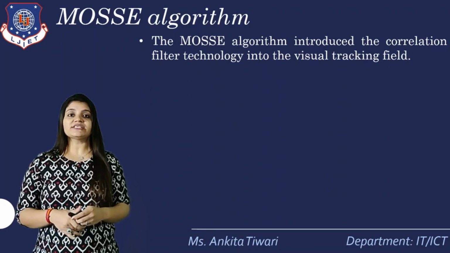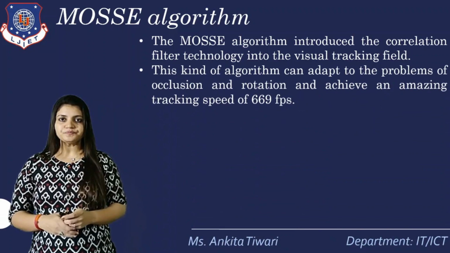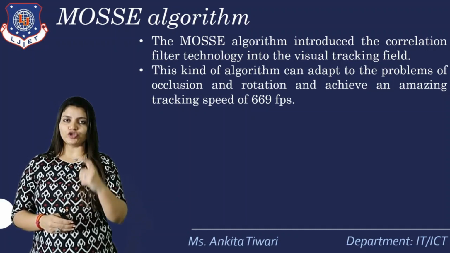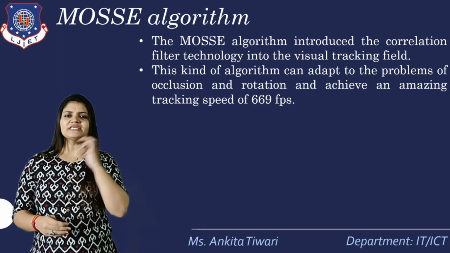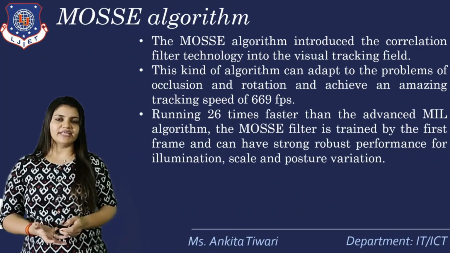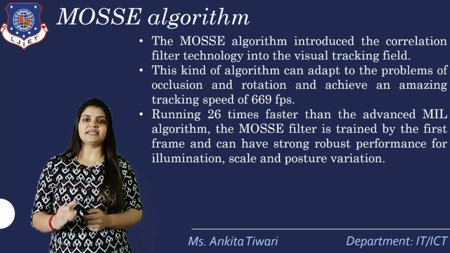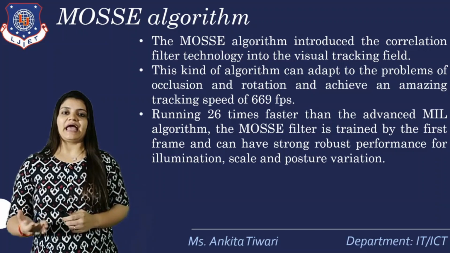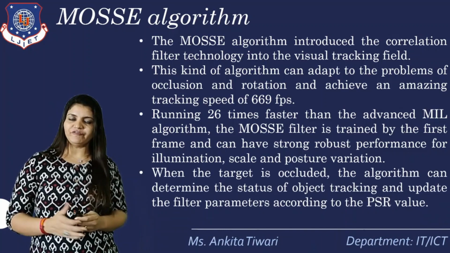algorithm. The MOSSE algorithm introduces correlation filter technology into the visual tracking field. This kind of algorithm can adapt to problems of scale and rotation, and achieves an amazing tracking speed of 669 fps. This is the feature of this particular algorithm, running 26 times faster than the advanced MIL algorithm. The MOSSE algorithm is trained by the first frame and has strong robust performance for illumination, scale and posture variation in a particular image.